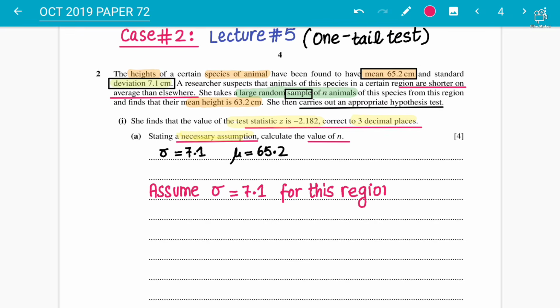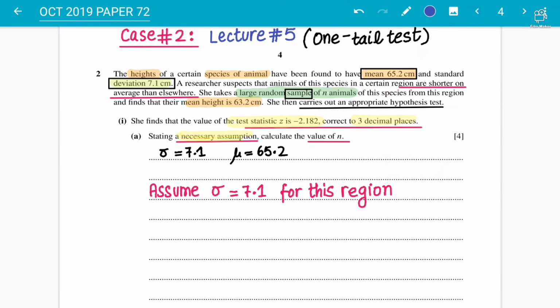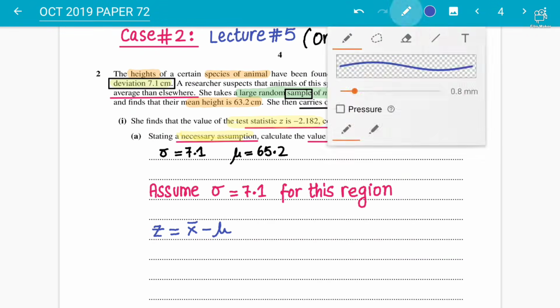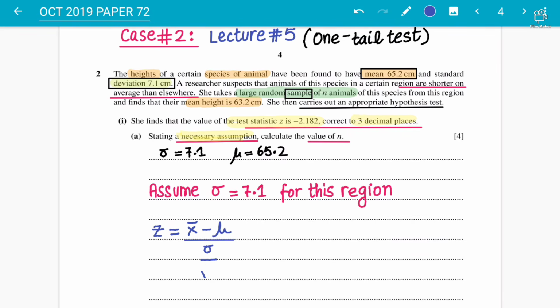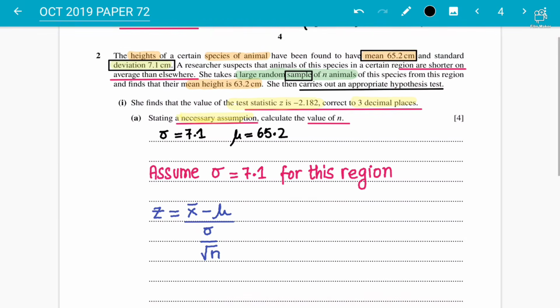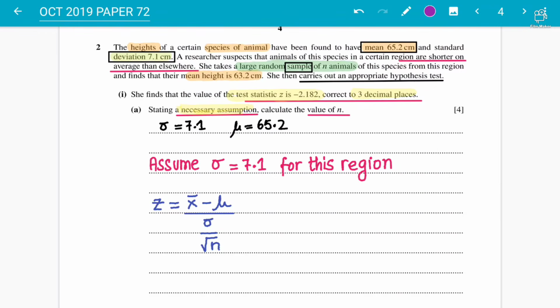The next point is that you have to apply the z test formula, which is basically that the z value is x bar minus the mean divided by standard deviation. Since we are doing it for the hypothesis test of a normal distribution, that should be the formula we apply: x bar minus the mean, divided by standard deviation divided by square root of n, equals the z value. Just solve this, and use of the calculator will be implied, that we have minus 2.182.